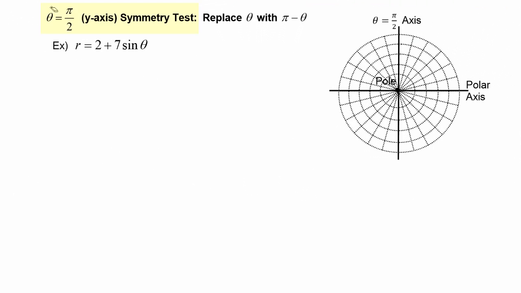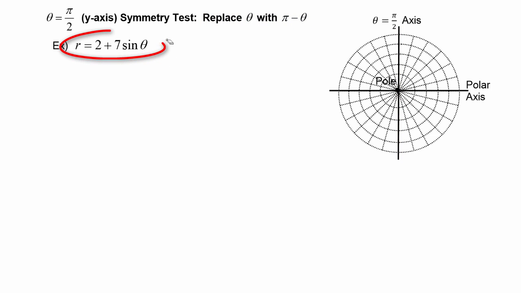Next up, we have the theta equals pi over 2 symmetry test. And theta equals pi over 2, we know in rectangular coordinates we call the y-axis. So the theta equals pi over 2 axis is the vertical axis, and the test is that we will replace theta with pi minus theta in the equation.